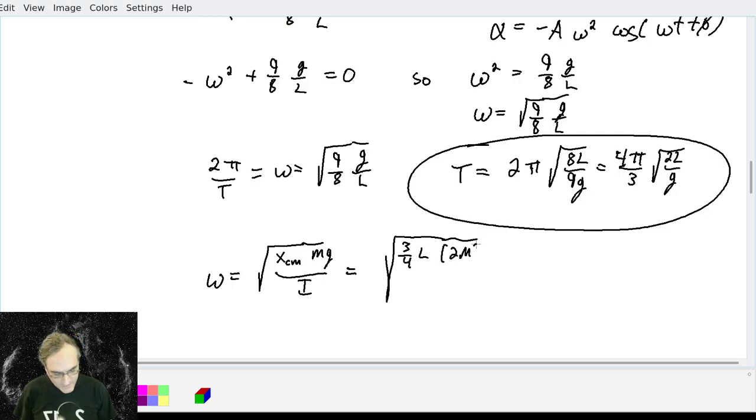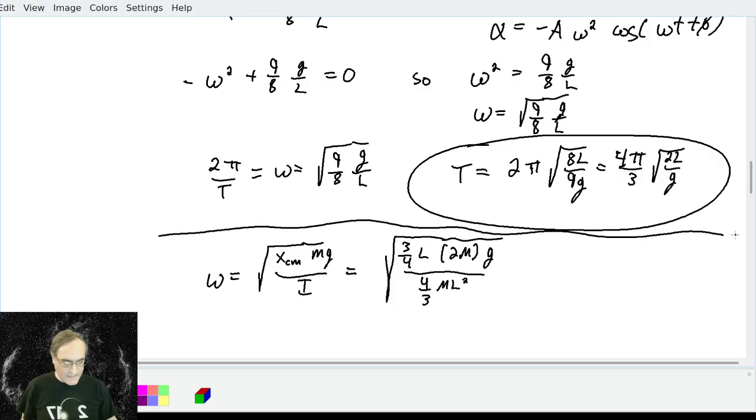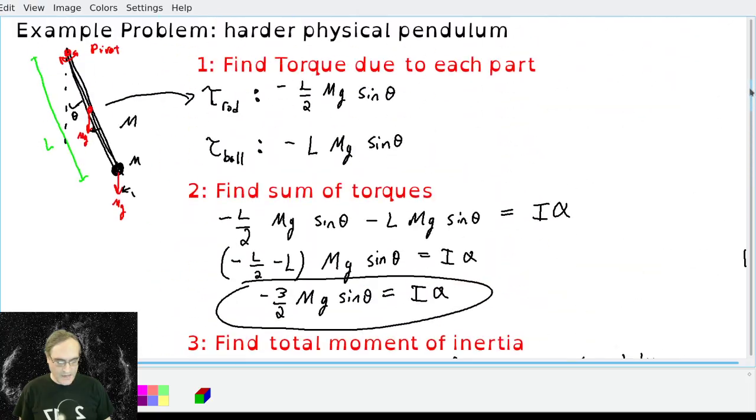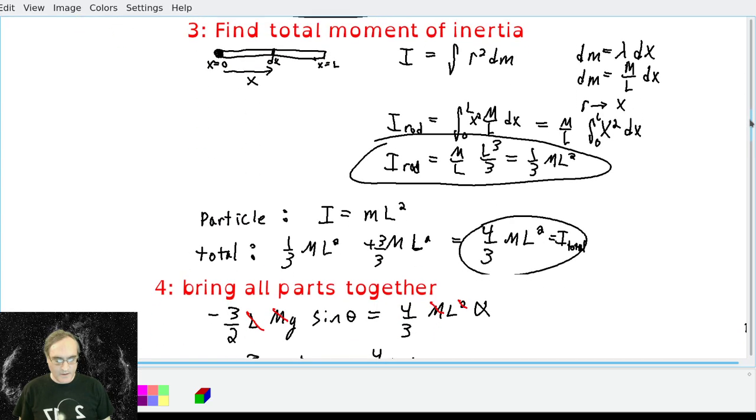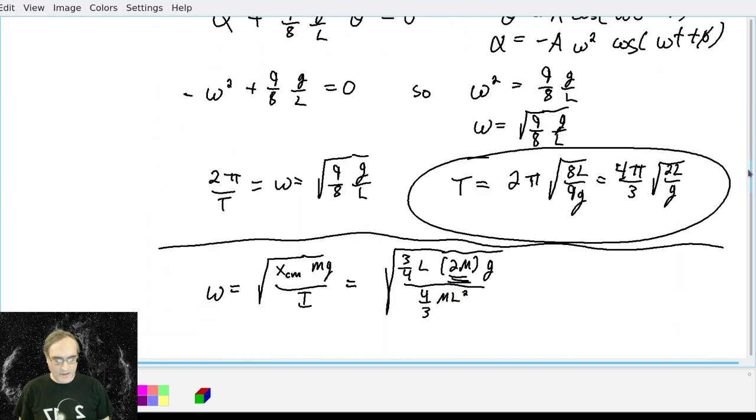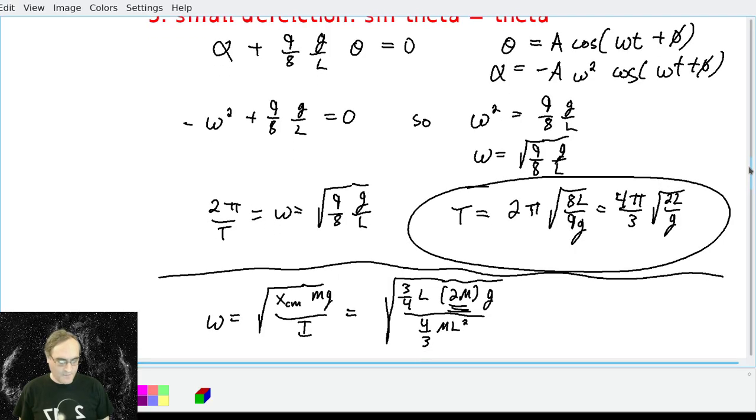The total mass is 2m. Then you'd have your gravitation constant. Then you'd get exactly the same I. That won't change. So it would still be 4/3 mL squared. It is the same amount of work really mathematically either way, but I find personally it is much easier to not forget things like the 2m if you do it this step-by-step way that I have just laid out. Find the torque due to each part, find the total torque due to all the parts, find the total moment of inertia, bring it together, put it in normal form, and find your answer.